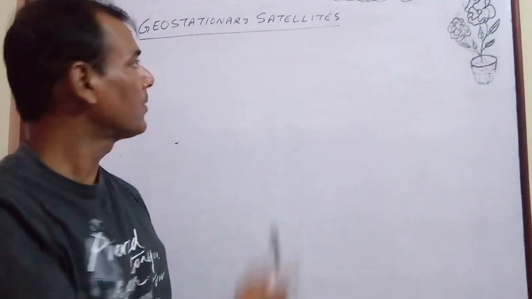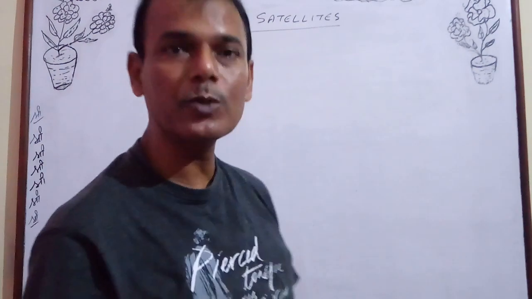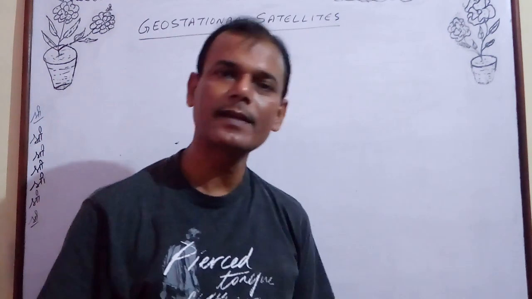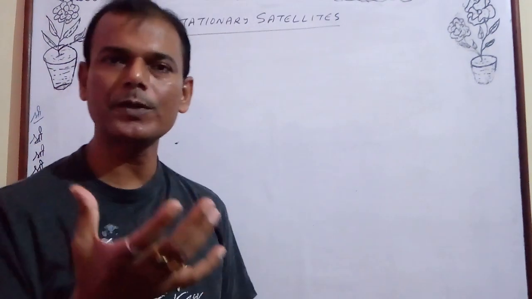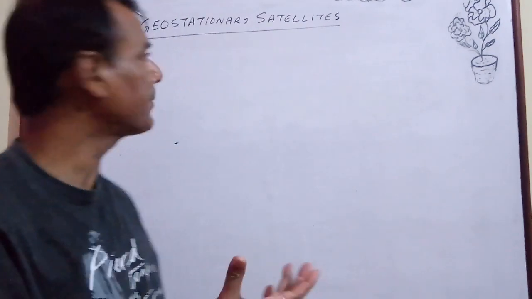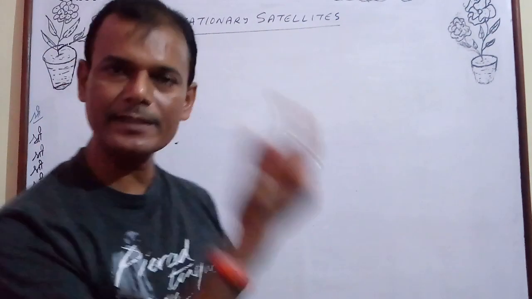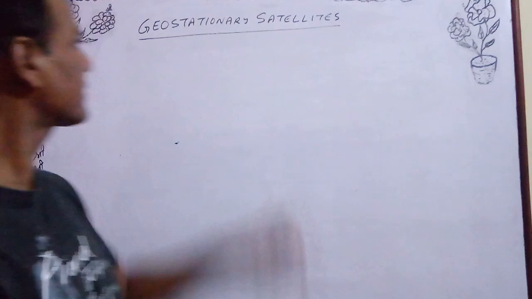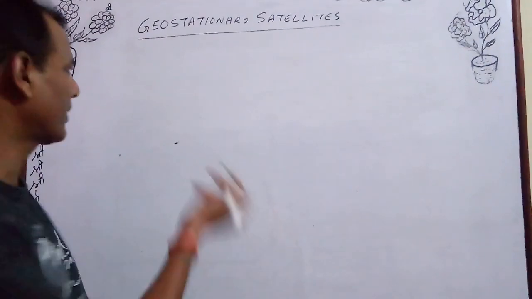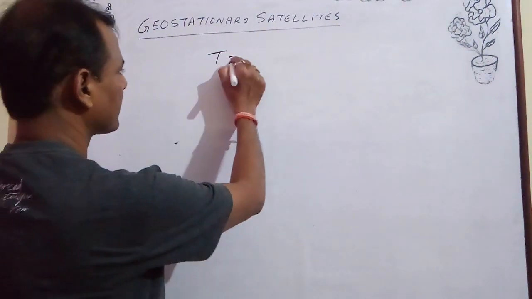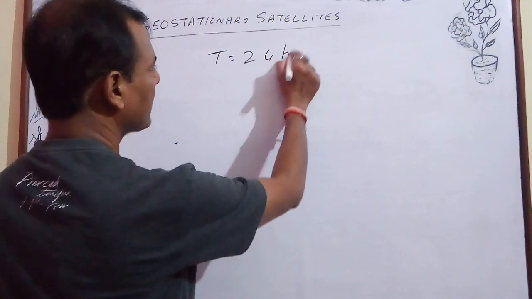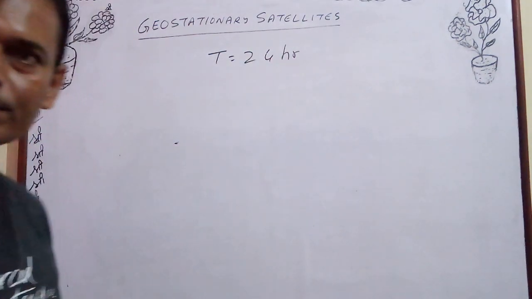satellites. In order that the satellite appears to be stationary, its period of revolution should be equal to 24 hours, because the time taken for the Earth to rotate on its axis is 24 hours. So for this satellite, its period of revolution is 24 hours. Then only the satellite will appear to be stationary.